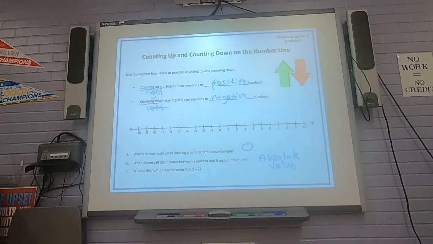C says, what is the relationship between 7 and -7? So they have the same absolute value, so they're the same distance from 0, but the important thing is that they're opposites.